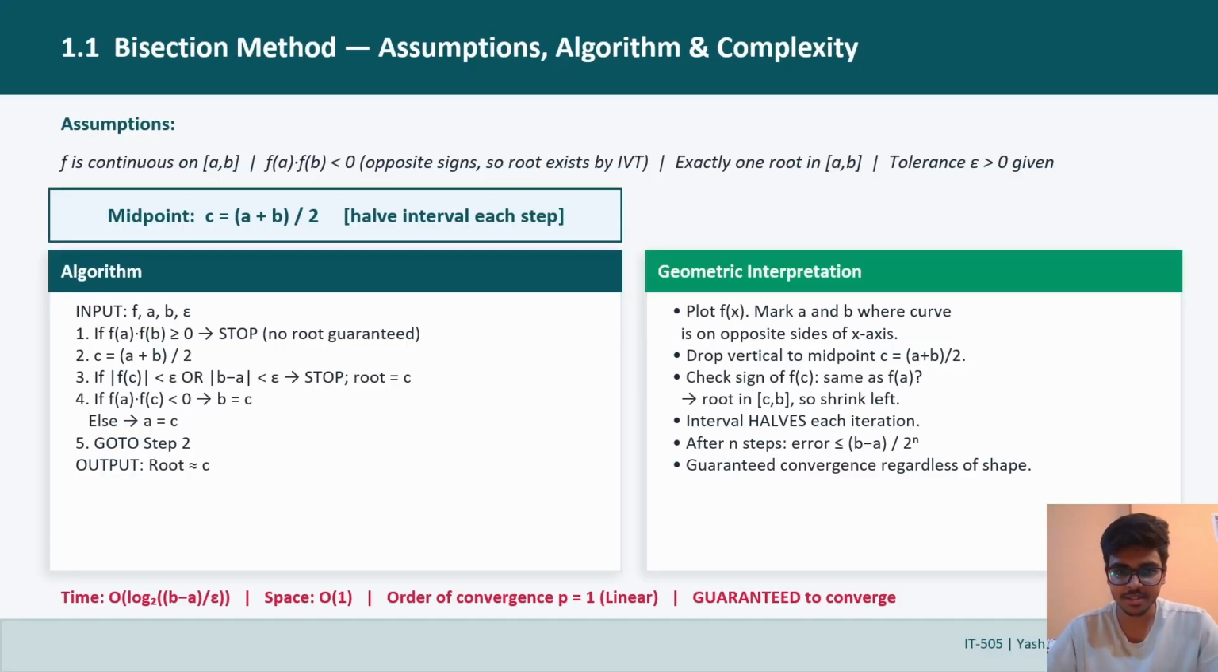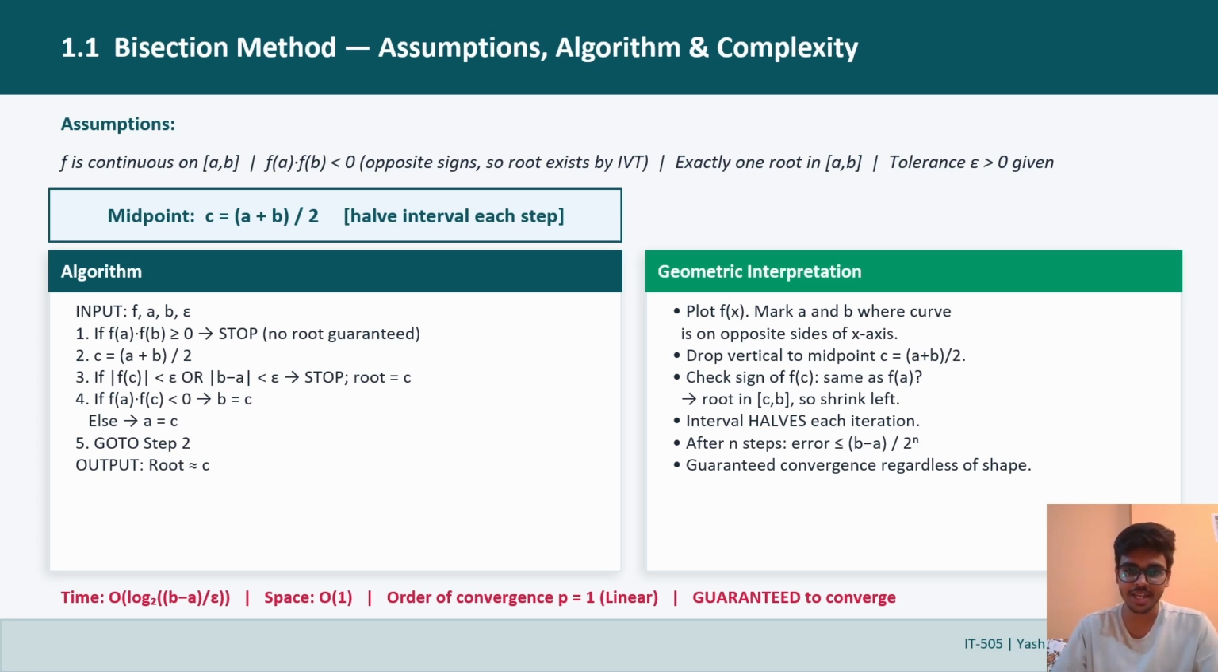So, the bisection method. The assumptions I have taken here: f is continuous on the closed interval from a to b. The product f(a) times f(b) is negative, meaning the function has opposite signs at the two endpoints. By the intermediate value theorem, at least one root exists in between. We also assume there is exactly one root in the interval, and a tolerance epsilon greater than 0 is given. The formula is simply the midpoint, where c = (a + b) / 2.